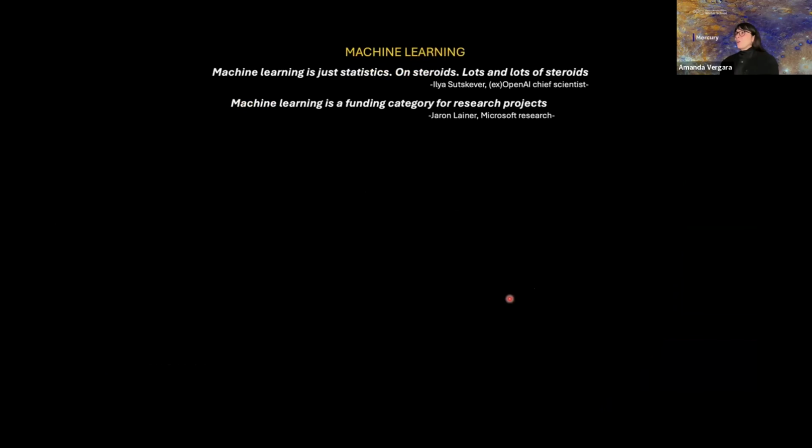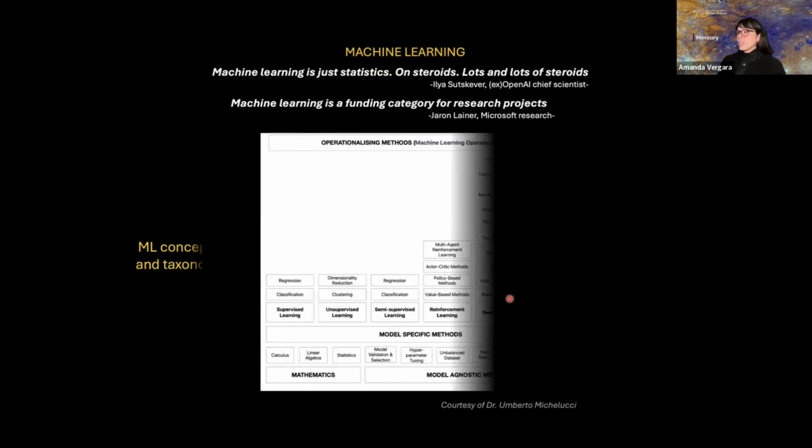So machine learning, we've all heard many definitions of machine learning and AI. A definition that I really like, because it really represents what is behind the algorithms, is that machine learning is just statistics on steroids, lots and lots of steroids. But at the end of the day, it's just super high level statistics.